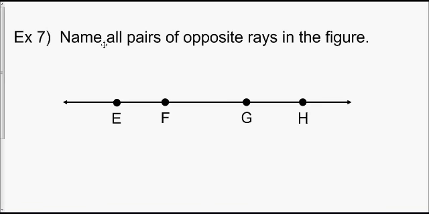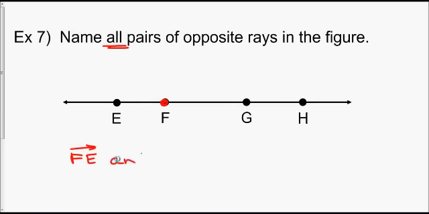Example 7. Name all pairs of opposite rays in the figure. Now you can only name an opposite ray if you have the 2 points to name it with. So I'm going to start with F as my initial point. I would like to be able to start with E, but I can't because there's nothing over here. If I just say ray E, it's not really clear which direction I'm going in. So we're going to start with F, and I do have a ray, FE, so starting at F going through E.